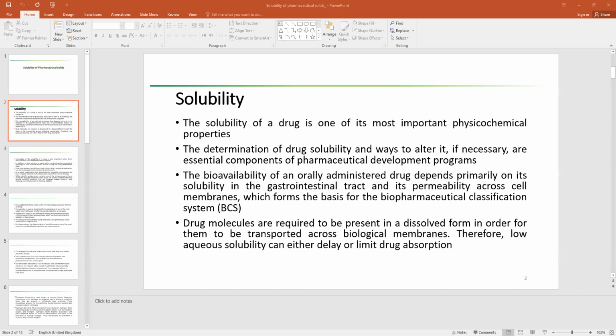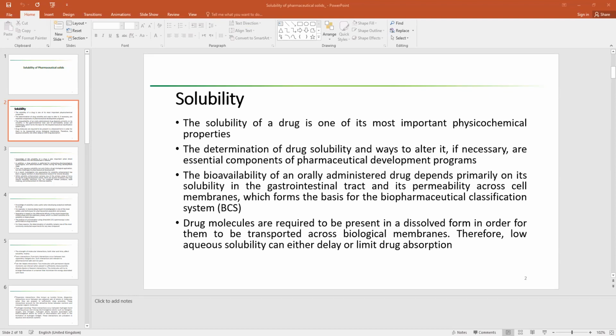So the determination of drug solubility for us as pharmacists, and how to change it, how to alter it, how to make it better, is a very crucial and essential component of the development of our pharmaceutical products. So we go through certain programs and then we try to manipulate solubility in ways that will increase the benefit of the end product and subsequently the end consumer, which is the patient.